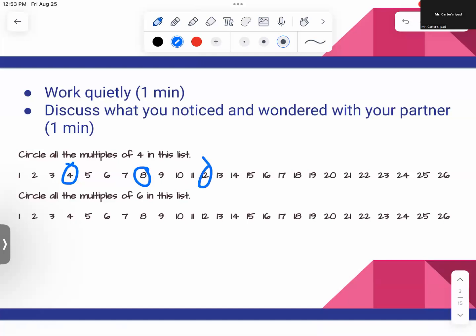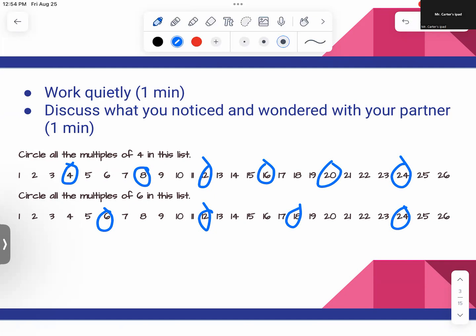So I'm going to go ahead and do all the multiples of 4. 4 times 1 is 4, 4 times 2 is 8, 4 times 3 is 12, 4 times 4 is 16, 4 times 5 is 20, 4 times 6 is 24. Multiples of 6: 6 times 1 is 6, 6 times 2 is 12, times 3 is 18, times 4 is 24.